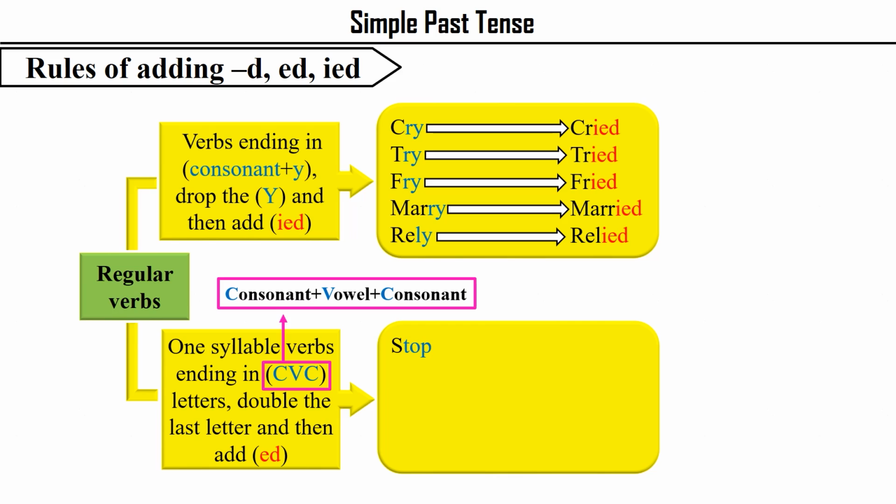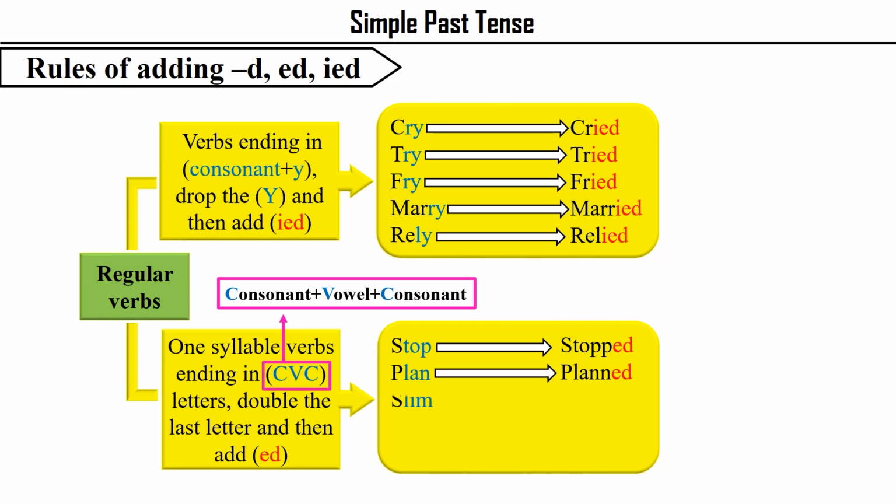For example, stop becomes stopped. Here stop ends in consonant T, vowel O, and consonant P. We double the last consonant and then we add ed. Stop becomes stopped. See, the past form has two P, has double P.